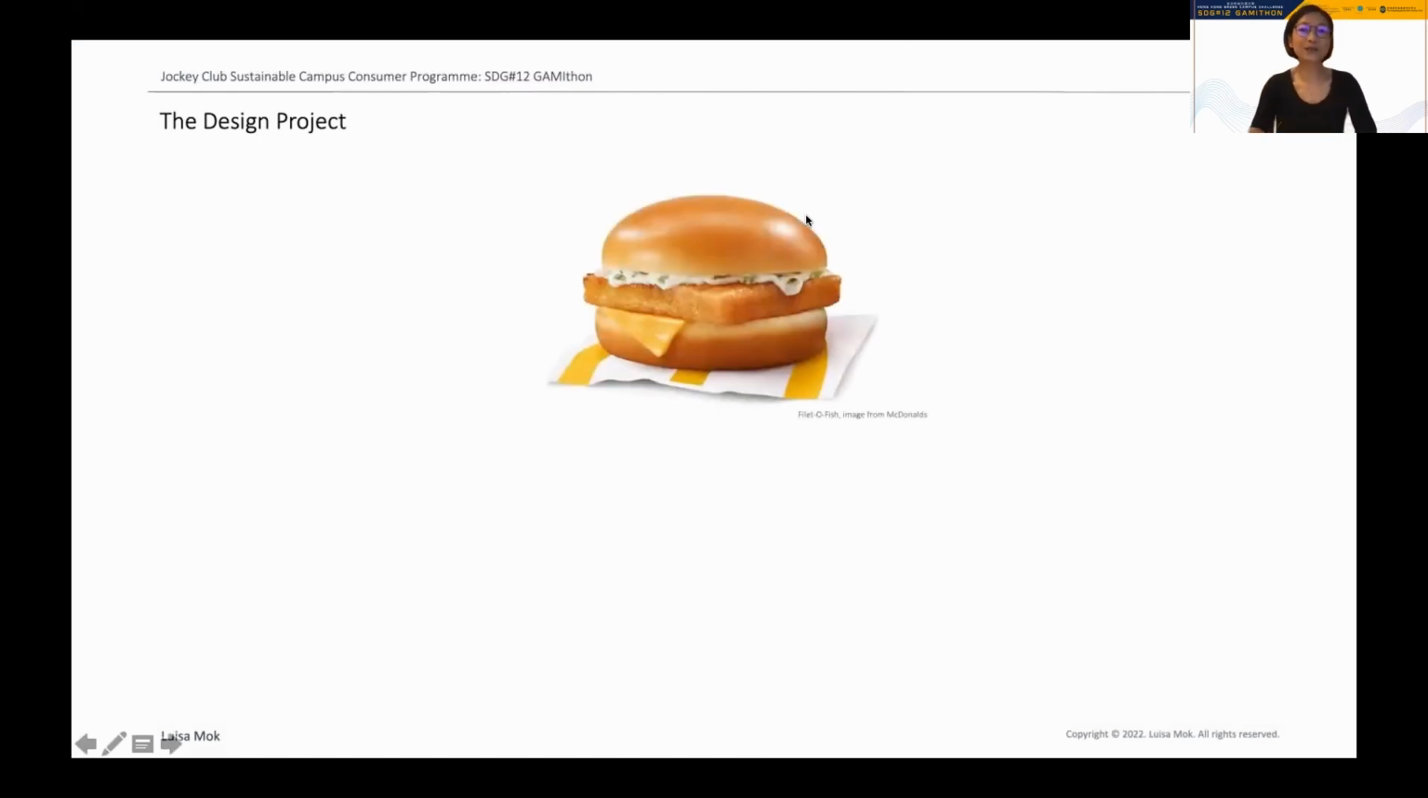Okay, so what is our design project? Do you like this? Do you eat it? This is the Filet-O-Fish from McDonald's. I like it on campus because I don't eat meat except fish, so this is almost my survival food on campus. Although it is fast food, it is still something good. So our topic is the Filet-O-Fish in the food production and consumption system.